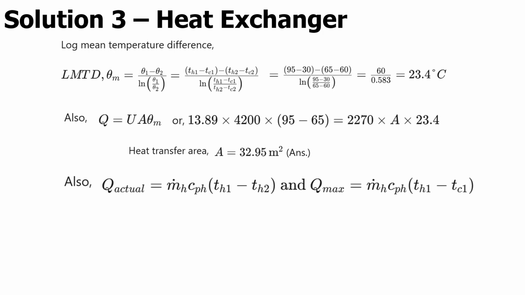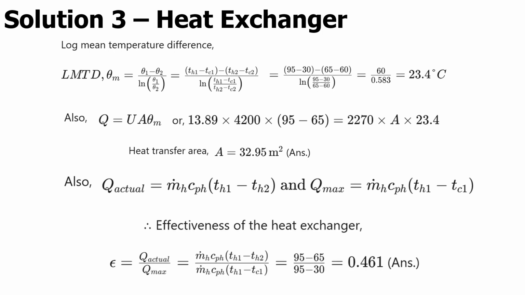So once we put everything together, and we plug in the values, we find that the effectiveness of the heat exchanger is approximately 0.461, and that is our answer.